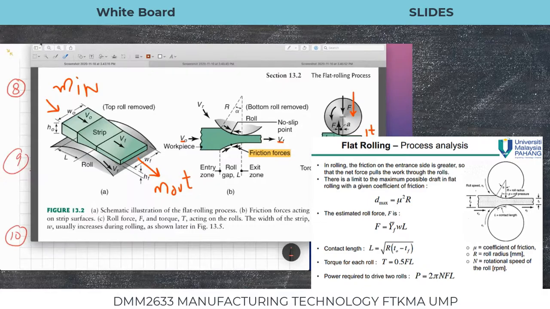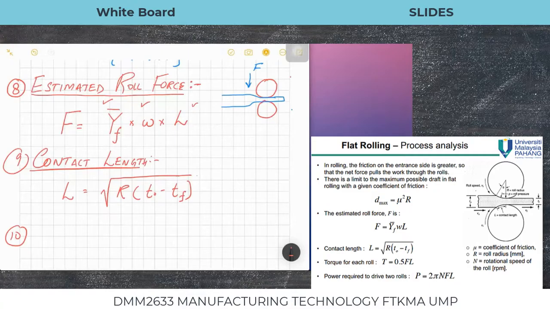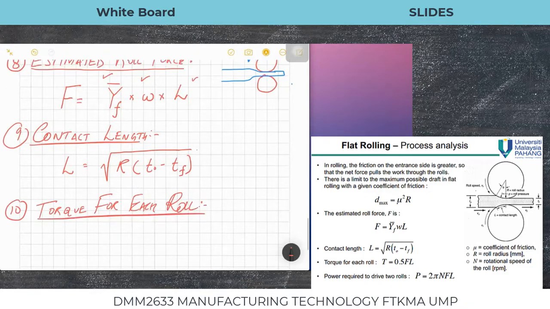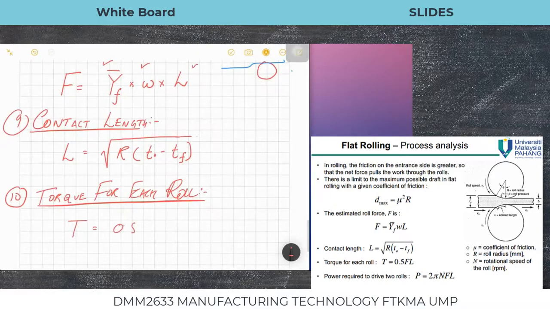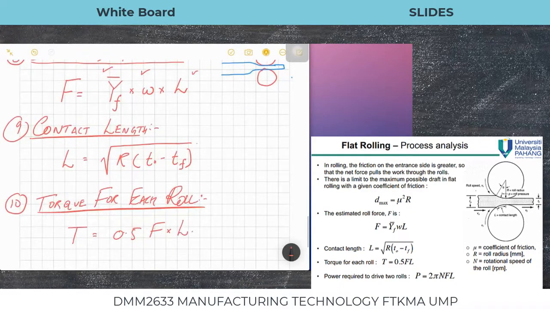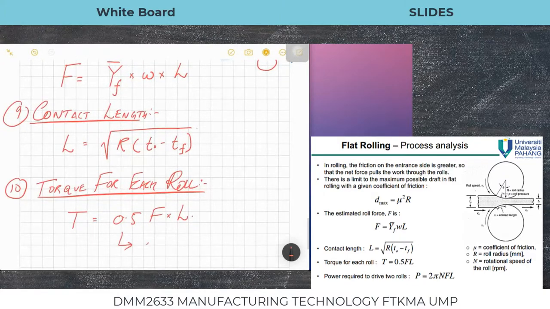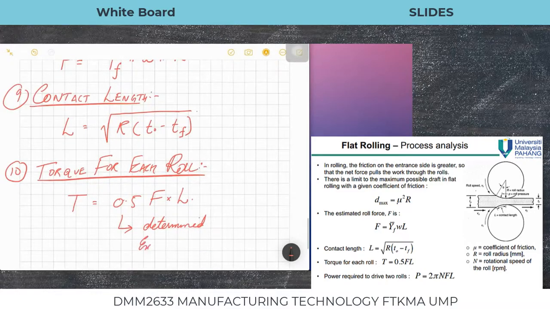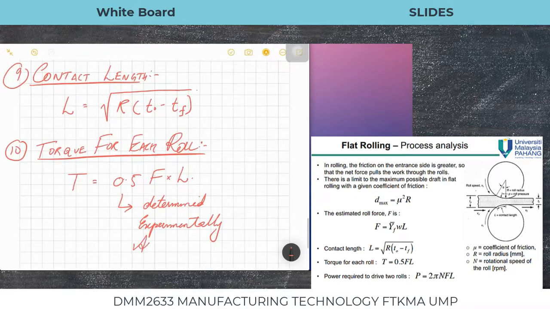So the formula for torque for each roll, T capital, is equal to 0.5 times the estimated roll force multiplied by the contact length. This 0.5 has been determined experimentally. It is an estimation or assumption.